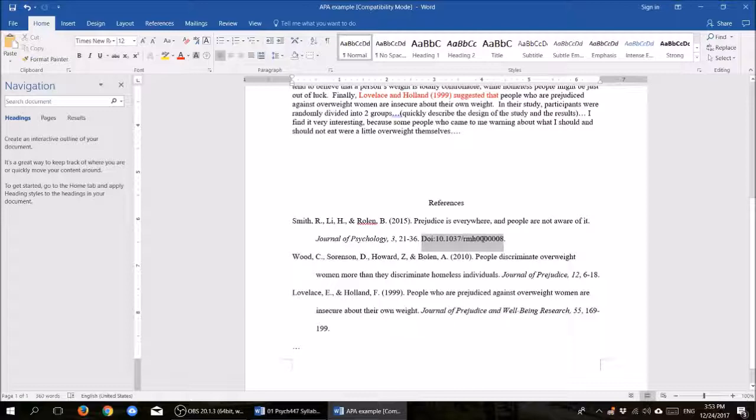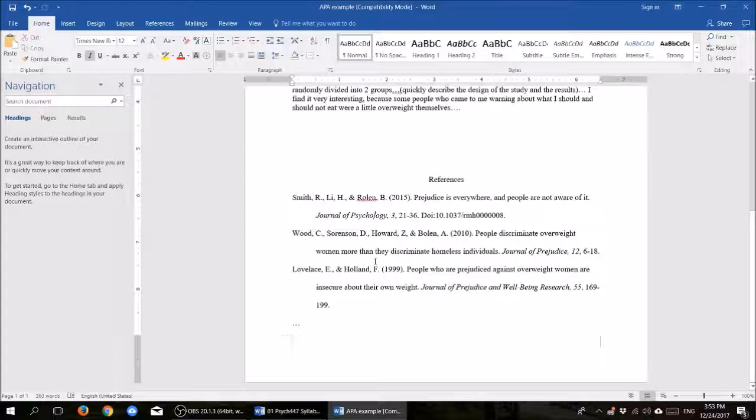Now if you have this DOI number, you can include that. If not, that's okay. You don't have to include that. Please do not give me a web address of where you got this article. It doesn't make sense. It's not APA style. This is APA style. Again, this is last name, last name, last name, last name, the year, and then the title of the study, the title of the journal, volume number, and the page numbers, and so on and so forth.